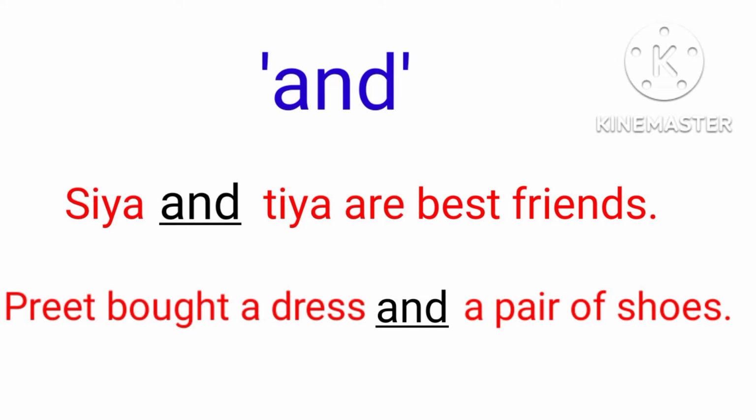And is used as a coordinating conjunction of addition between two things, two names. For example, Sia and Tia are best friends. Next, Preet bought a dress and a pair of shoes.